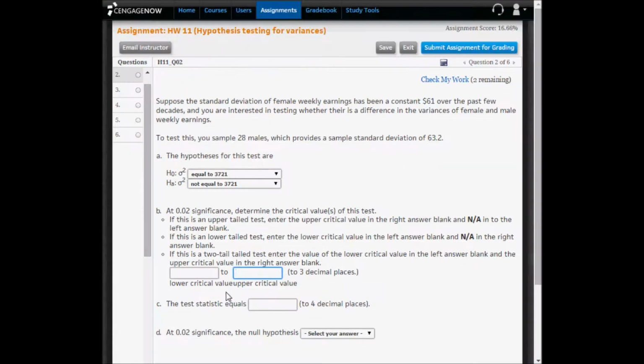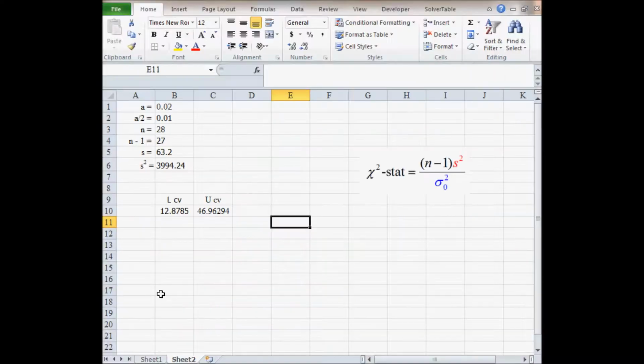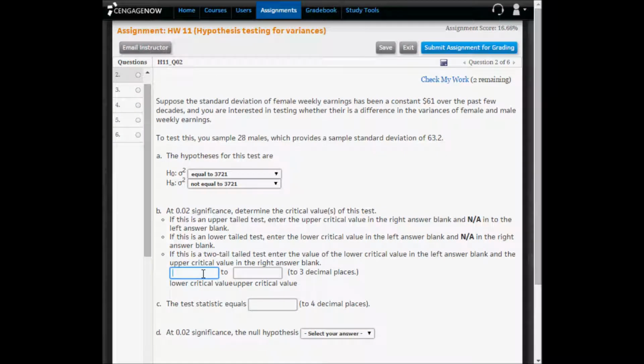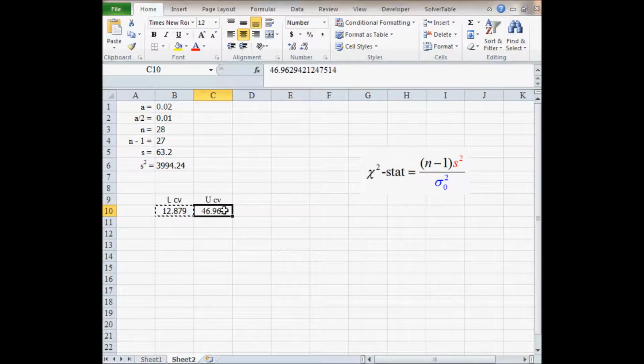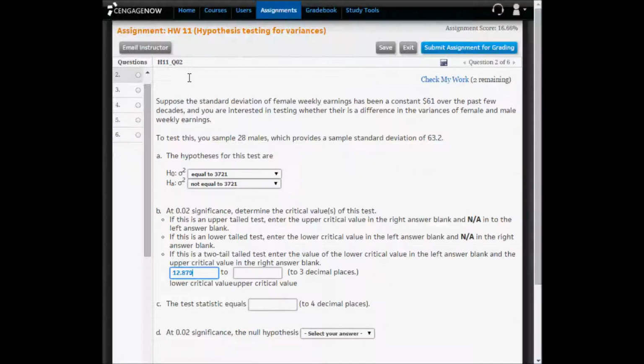Go back to CengageNOW. I have this value and I got this value, and both have to be in 3 decimals. So let me change it to 3 decimals. Highlight them and then shrink to 3 decimals. I'm going to copy the first one and paste that into CengageNOW. Then I'm going to copy the second one and paste that into CengageNOW.